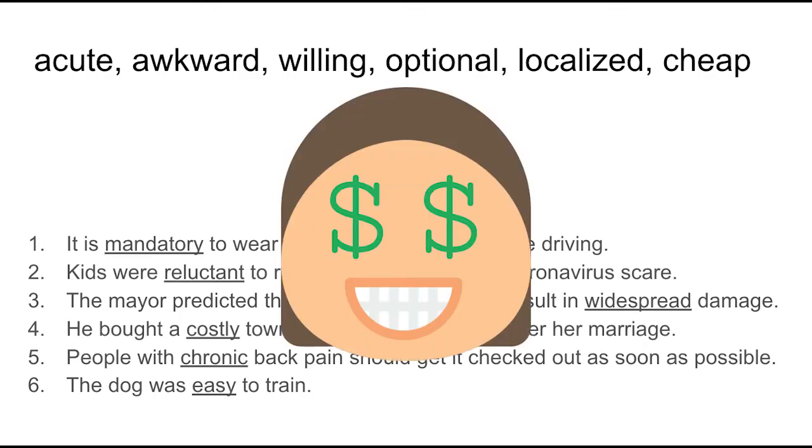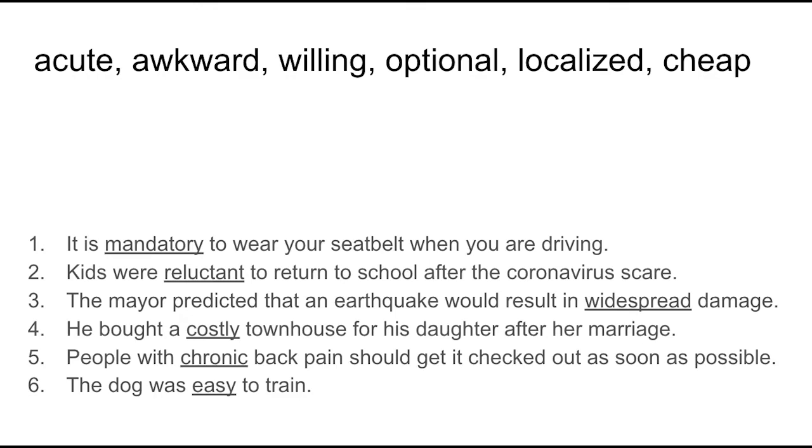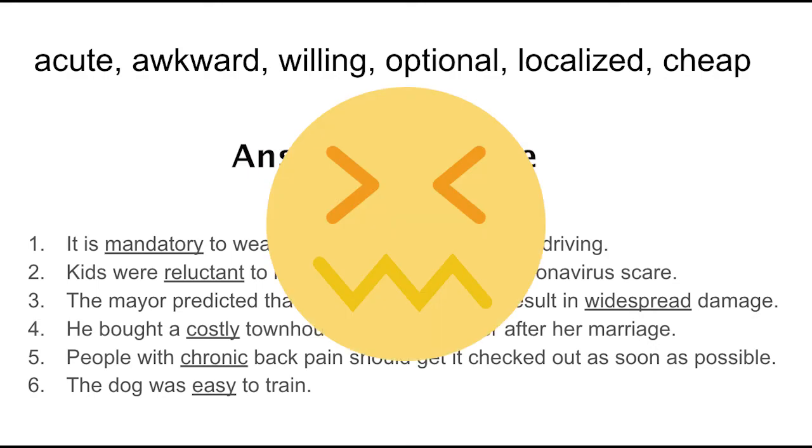Great. Number 5, people with chronic back pain should get it checked out as soon as possible. Chronic means a back pain that has persisted for a while. Okay, and what's the opposite of chronic? Yeah, it's acute. Okay, something that hasn't lasted for a while. Something that has been relatively short term.